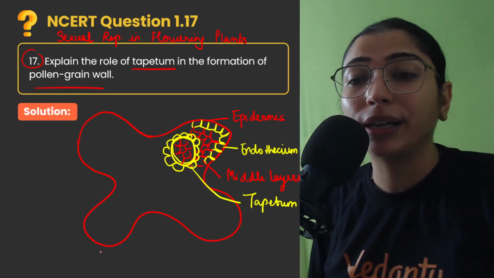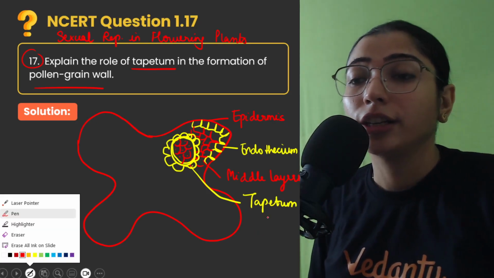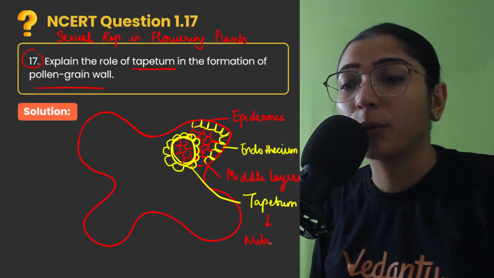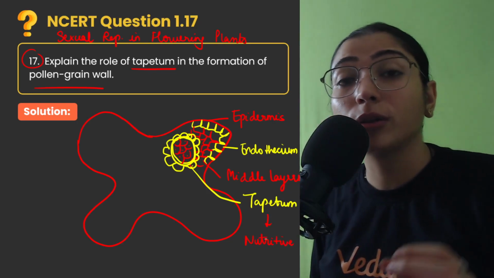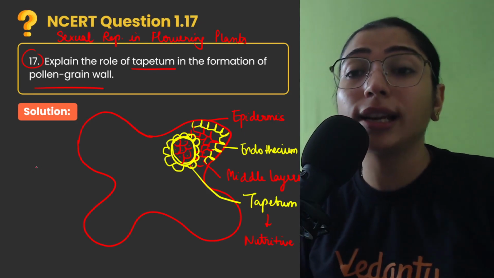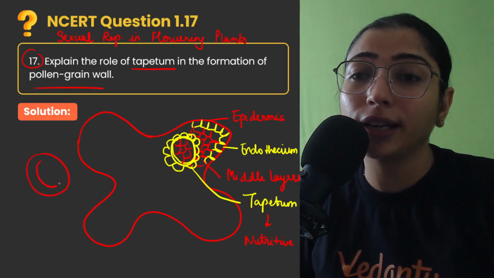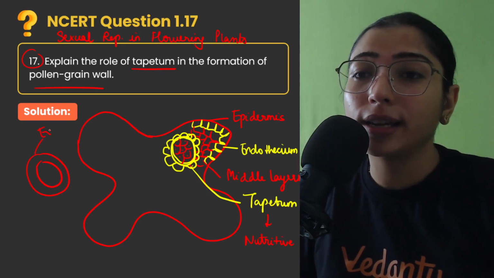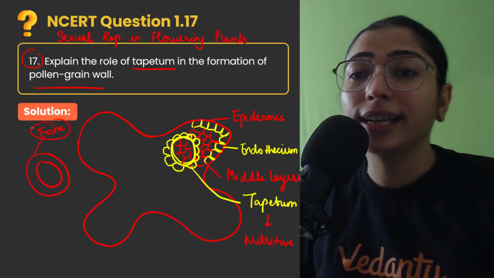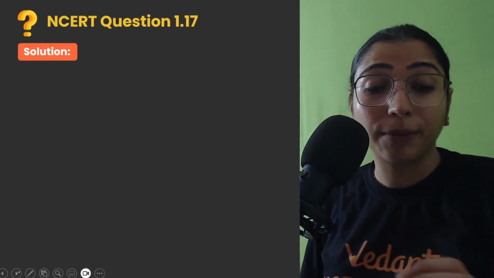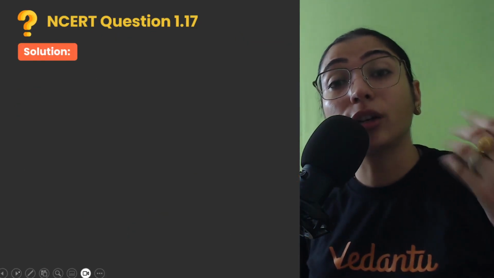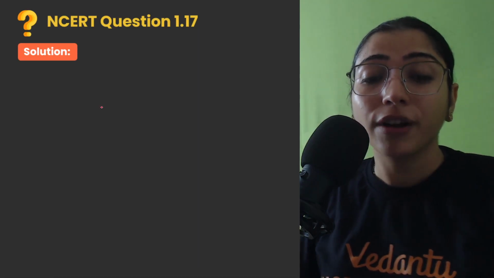So children, tapetum is basically serving as a nutritive tissue. It is providing nutrition to the developing pollen grains. It is also helping in the formation of outer layer of pollen grain. If this is the pollen grain, it has 2 wall layers. Outer layer is known as exine. So exine is contributed by tapetum, right? So let's write the importance of tapetum. They are asking you to mention the role of tapetum in the development of pollen grain walls.